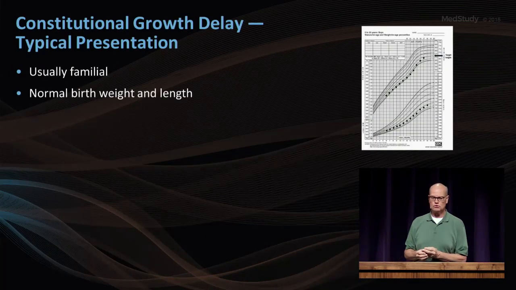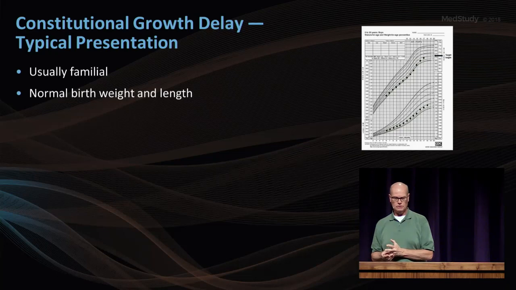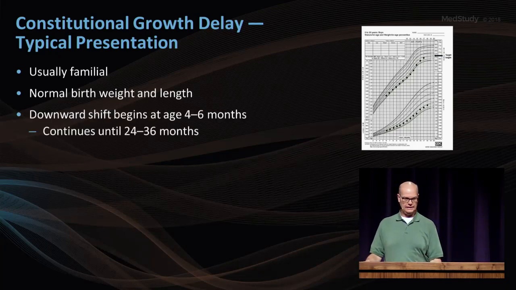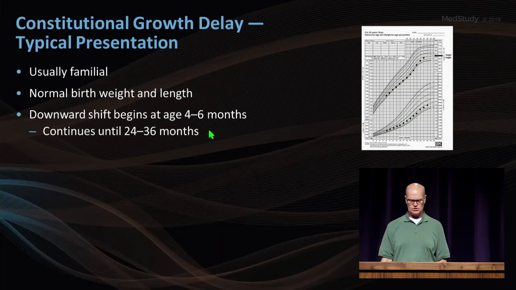So constitutional growth delay is usually familial, characterized by normal birth, weight, and length, and then a downward shift that begins somewhere around 4, 6, even 9 months of age, and then continues.